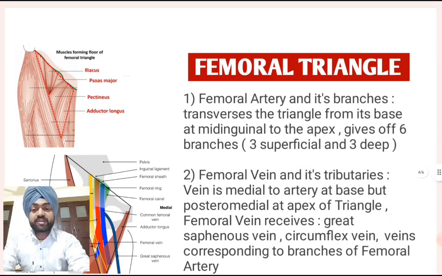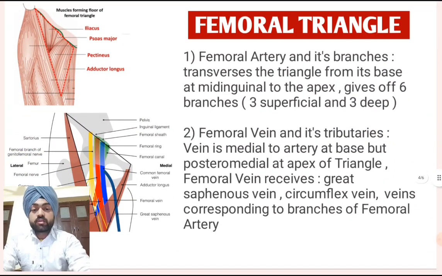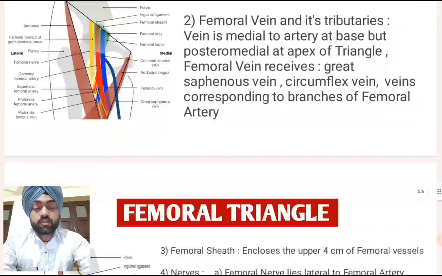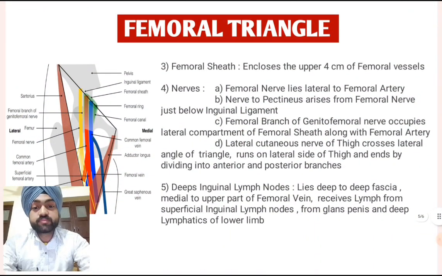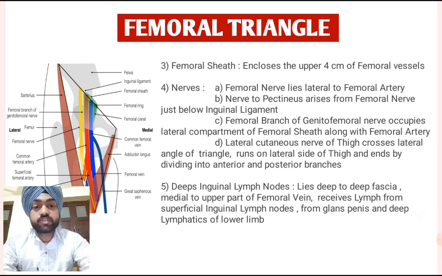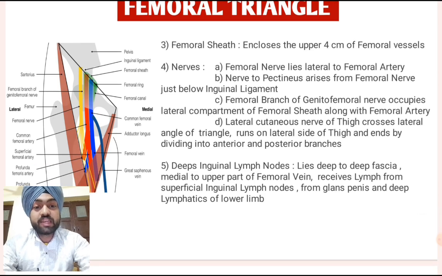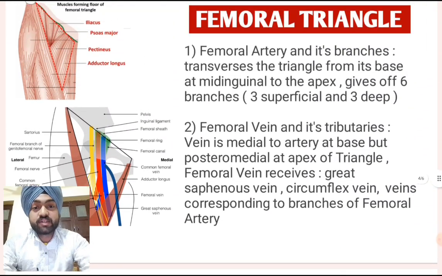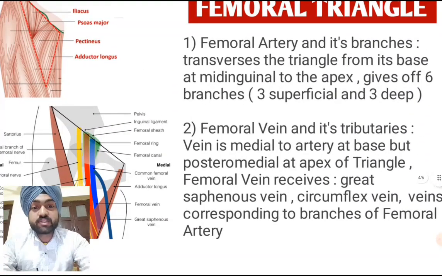Now let's talk about the contents. The contents of the femoral triangle are the femoral artery and its branches, the femoral vein and its tributaries, the femoral sheath, and several nerves: the femoral nerve, nerve to pectineus, femoral branch of the genitofemoral nerve, and deep inguinal lymph nodes. And there is the lateral cutaneous nerve of the thigh. Now let's discuss the contents.